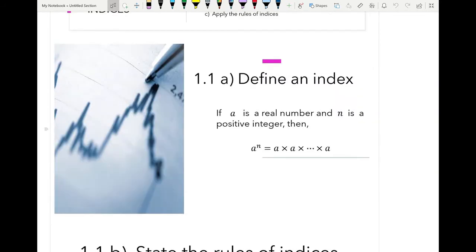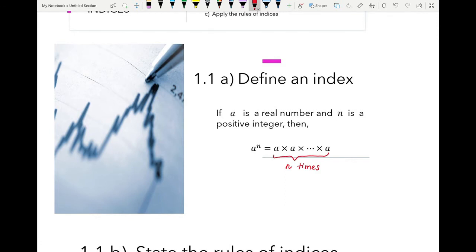For 1.1a, the definition of an index: if a is a real number and n is a positive integer, then a to the power of n is equal to a multiplying itself n times. So here I have a times a times a, how many times? n times. Why is it n times? Because the power is n. So that is why it will multiply by itself n times.